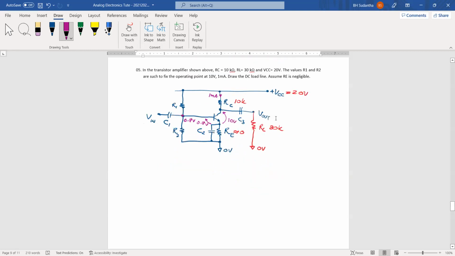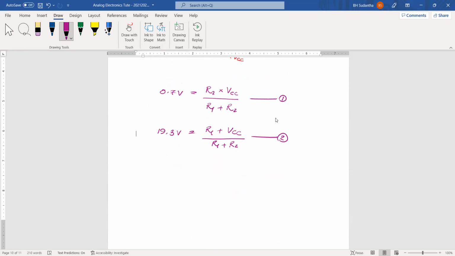Okay, for example, assuming R2 equals 5K, okay, then from equation 1 we will get 0.7 equals 5K into 20 volts over R1 plus 5K.